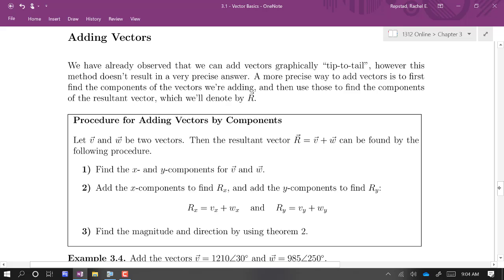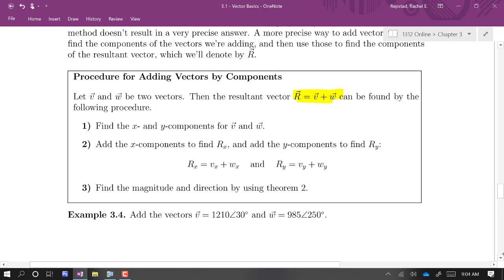So suppose I want to add vectors v and w. We're going to get a resultant vector that we call r. Okay, so just this basic relationship here. Here's how we do it. We're going to find the x components and y components for the given vectors v and w. Once you have those components, you get the x component for r by adding the x components together. You get the y component for r by adding the y components together.